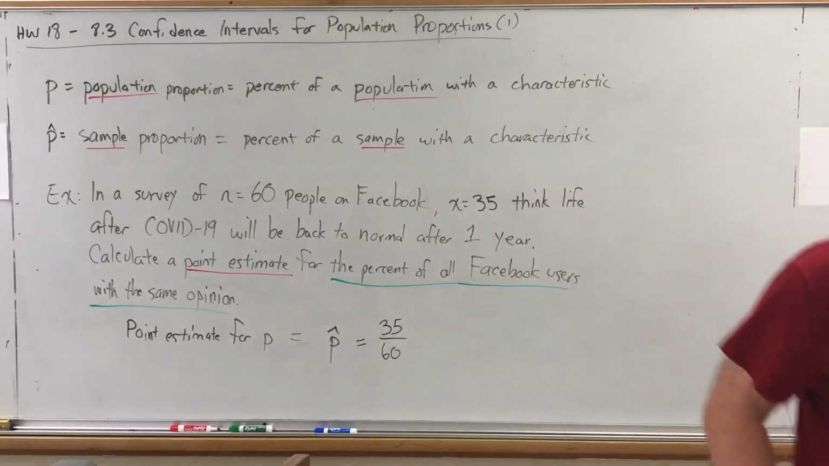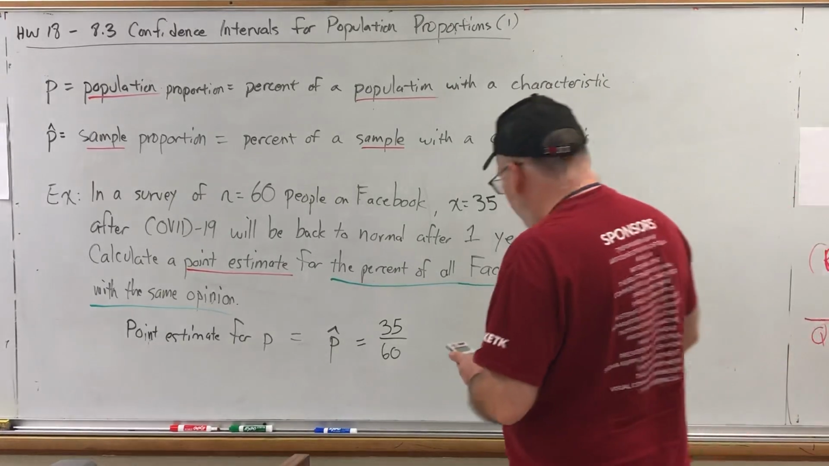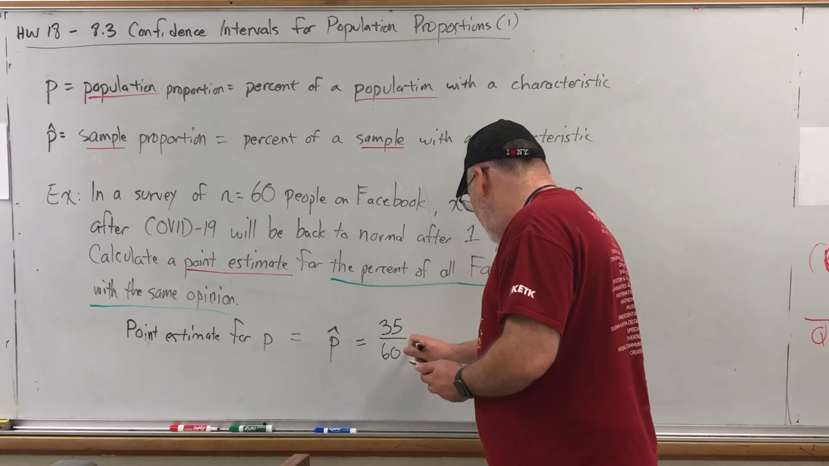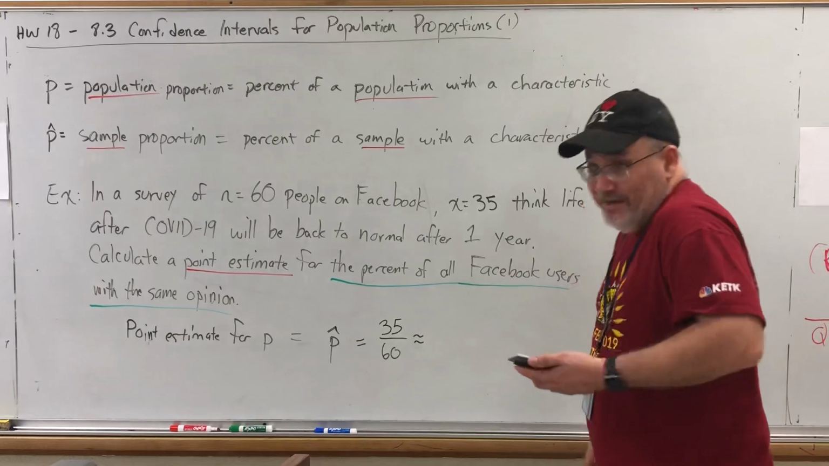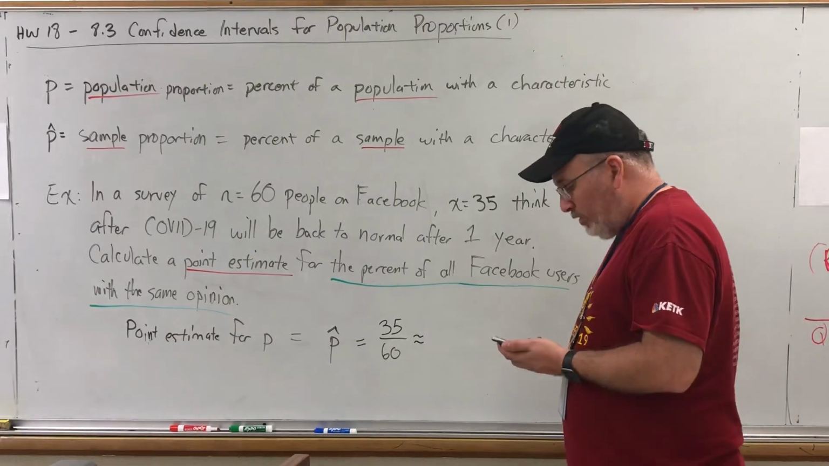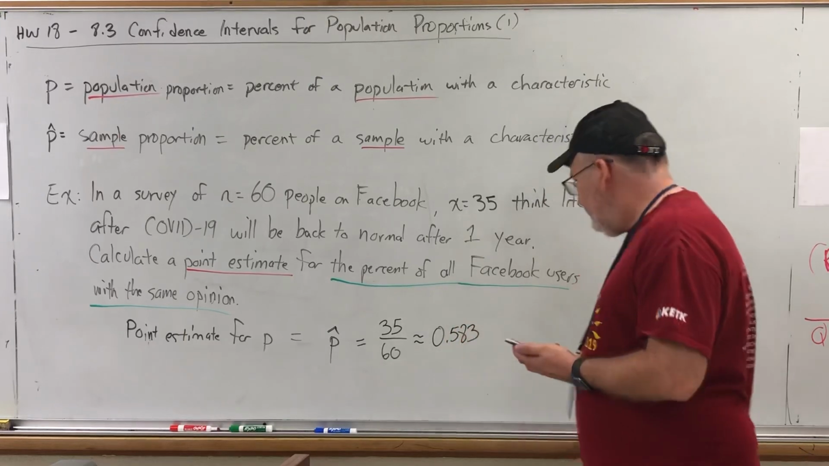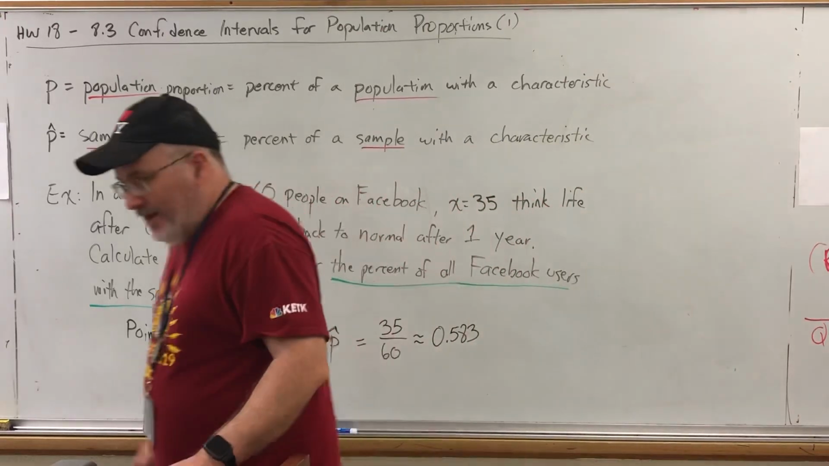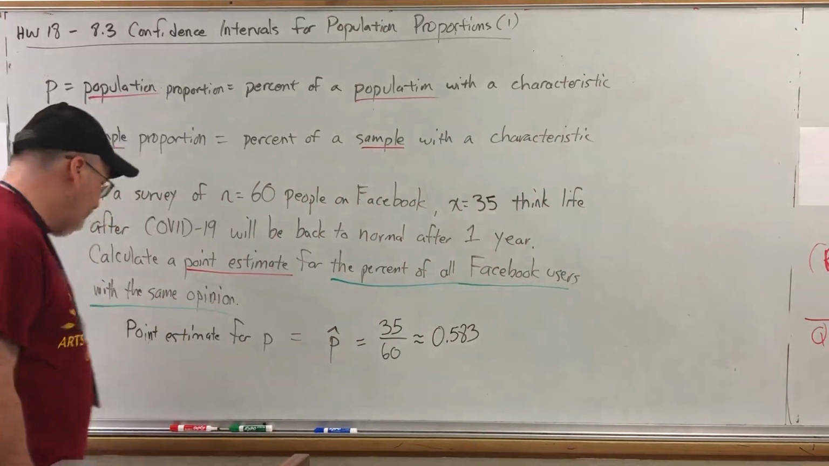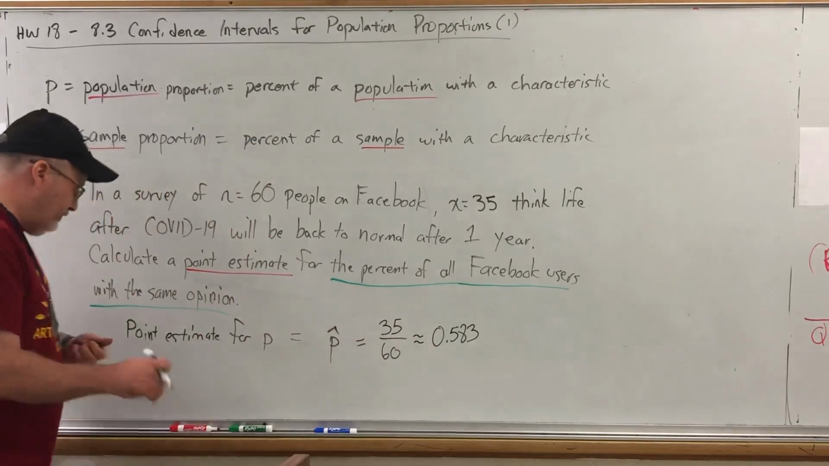Let me just glance at mine real quick. This one says at least 3 decimal places. Okay. Well, honestly, if you say at least 3 decimal places, that means it could be 19, or anything greater than 3. Well, we'll round it to 3 decimal places, 0.583. So a little more than 58% of this surveyed sample says, yeah, in 1 year, everything's going to be back to normal. And that's our point estimate for all Facebook users.